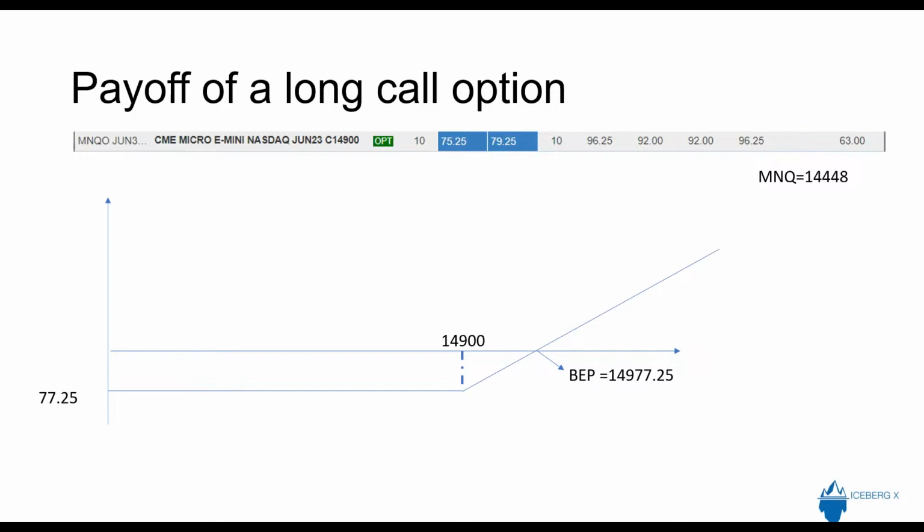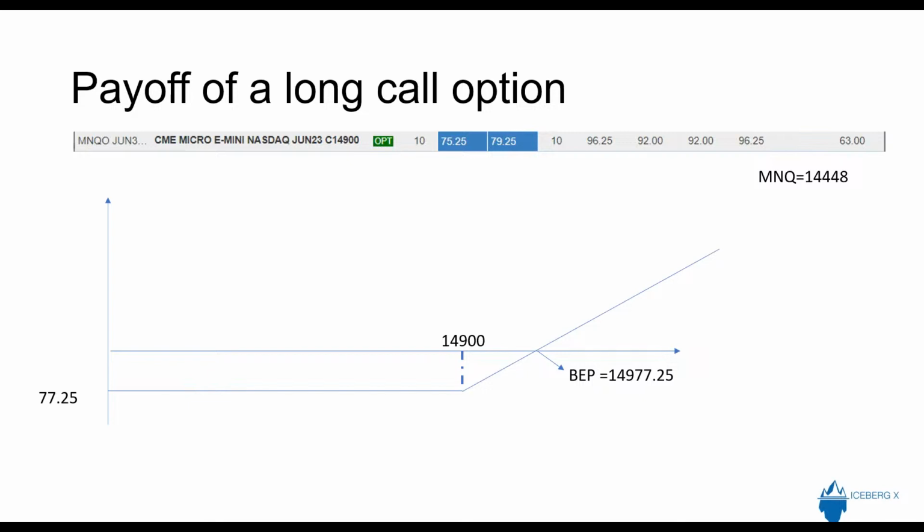So in this example, if you are looking at the market going higher on the micro NASDAQ, with a strike price of 14,900, you're paying a premium of about 77 ticks. So, obviously your break-even point includes the premium that you pay. So as long as the market goes above 14,000 or close to 15,000 points, you'll be making money on this option. In other words, the call option is in the money. Anything below 14,900 is technically an out-of-the-money option. You won't exercise it and you will lose the 77 ticks.